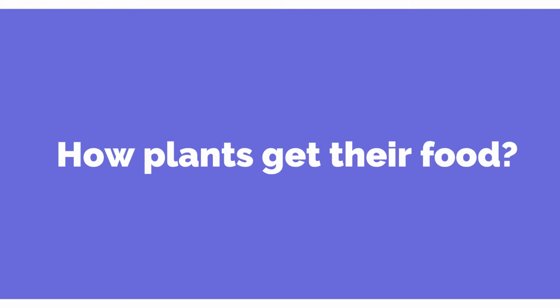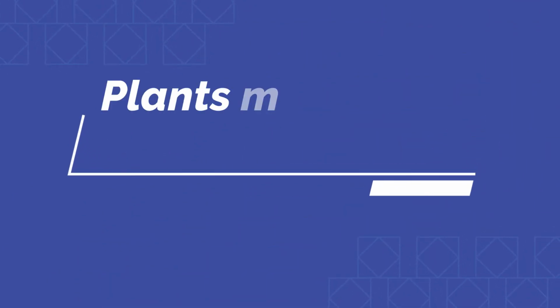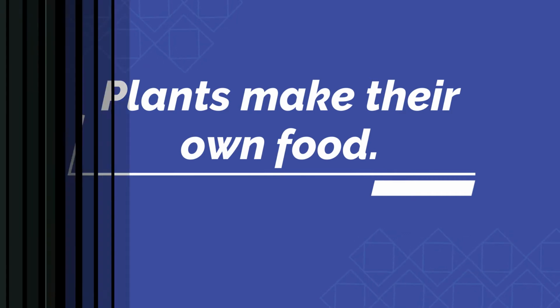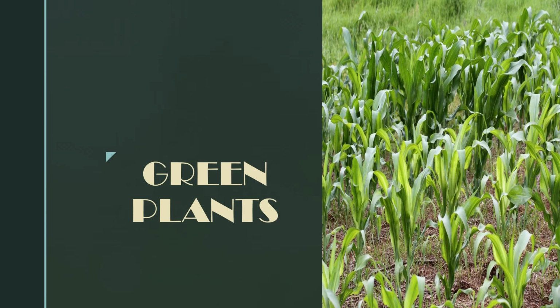Have you ever thought, children, how plants get their food? Plants make their own food. The food they make forms the source of food for animals and humans. Yes or no, children? Yes. Okay. Today our lesson is green plants. In this lesson, you will know how plants make their own food.